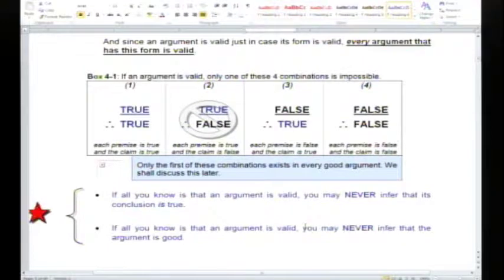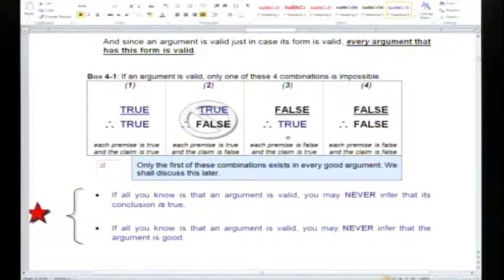that you can infer from knowing that an argument is valid is that it's impossible to have this combination of truth and falsity in the premises and the conclusion. If an argument is valid, it's impossible for the premises to be true and for the conclusion to be false. But it is possible for a valid argument to have true premises and a true conclusion. It's possible for a valid argument to have false premises and a true conclusion. It's possible for a valid argument to have false premises and a false conclusion. But one thing that can't happen is for the premises to be true and for the claim to be false.